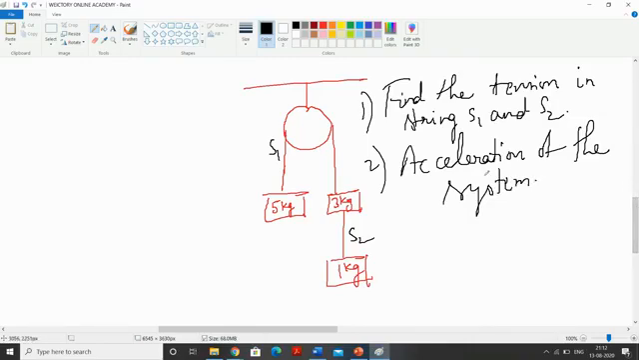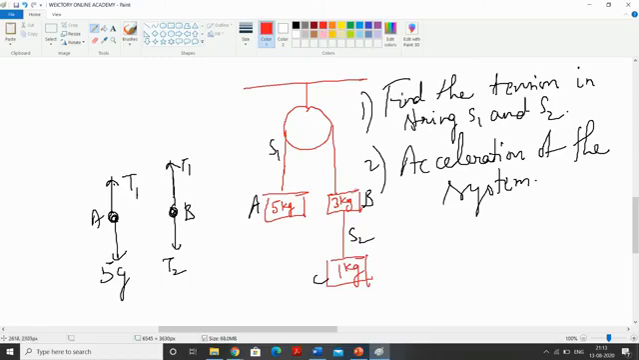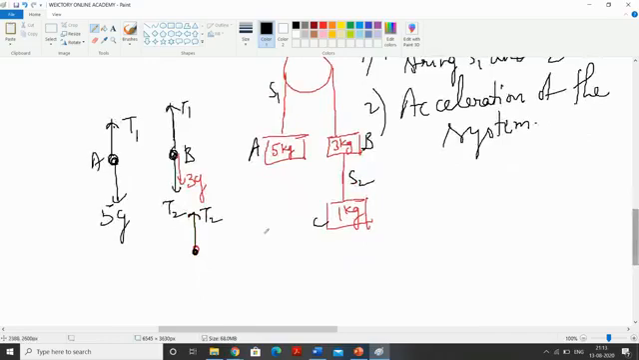Okay. So let's draw the free body diagram of each. Let's name them A, B, C. I'm drawing the free body diagram for A. Here the tension is acting upward. Let's say the tension is T1 in this one string, and this is 5g acting downwards. For B, tension T1 is upwards, and T2 is acting downward because the string is there, and there is a 3g force. So 3g is also acting downwards, which is the earth exerting on the block. Now for C, this is T2 and this is 1g.